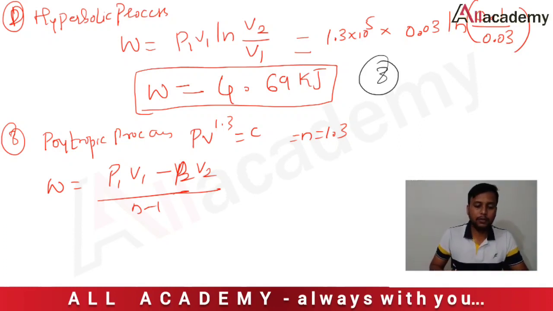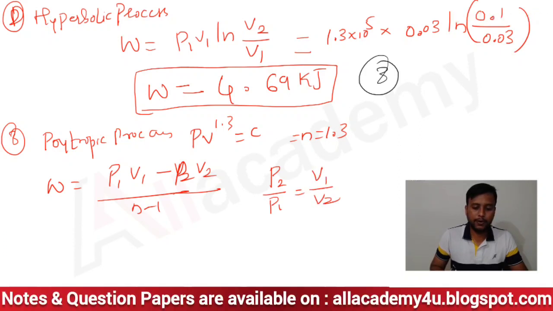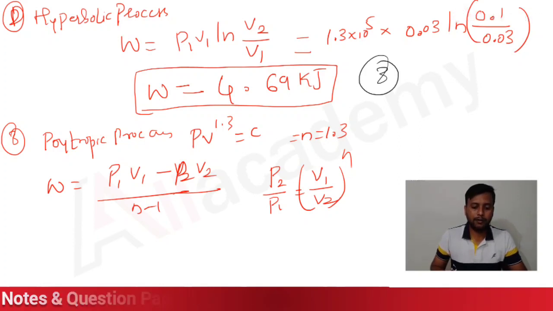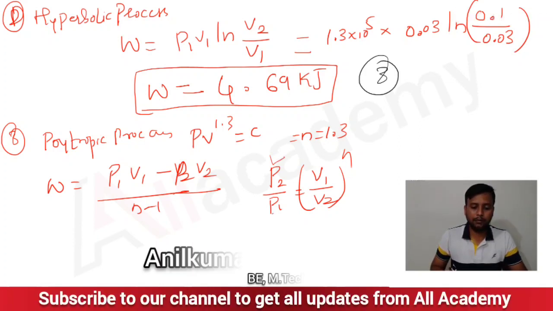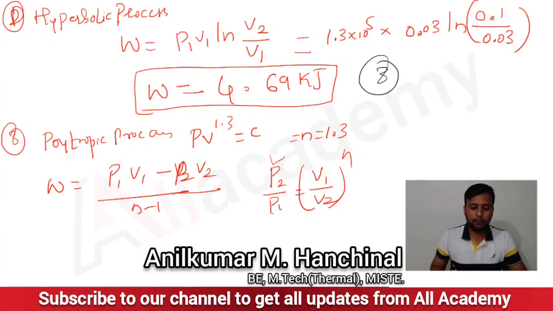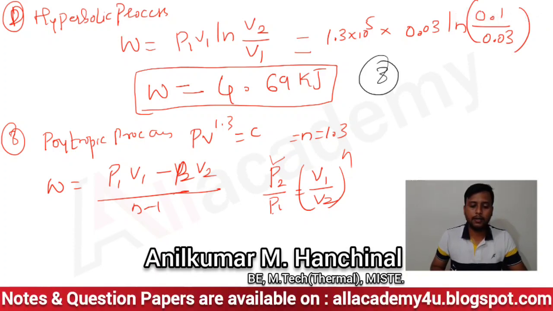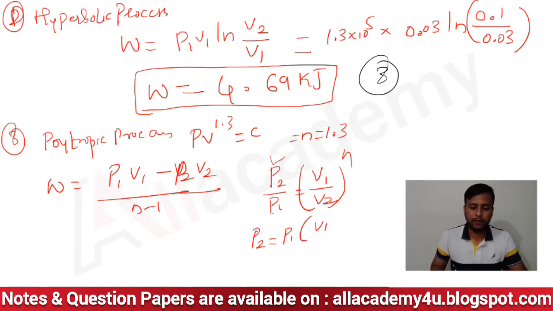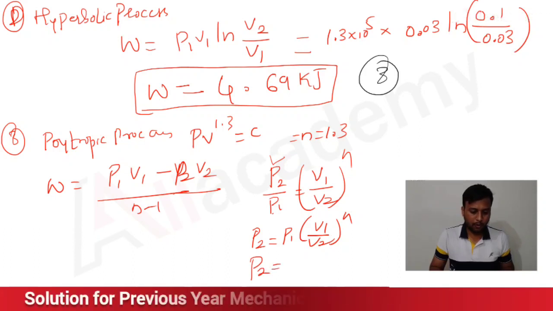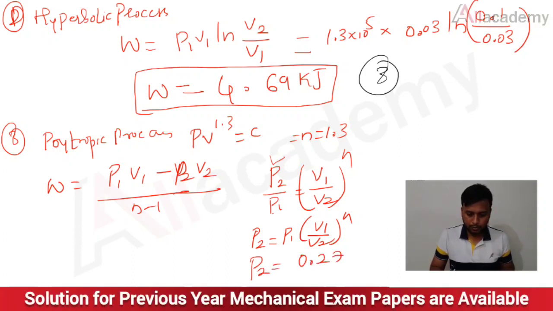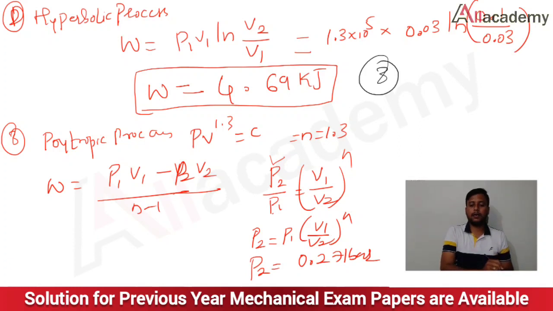For that, I will use the equation P2 by P1 equals (V1 by V2) raised to n. I need to identify P2. I know P1, I have V1, I have V2, and n is also given. Therefore P2 will be equal to P1 times (V1 by V2) raised to n. If you substitute and simplify, the pressure at condition 2 is obtained, that is 0.271 bar. Now this is the pressure.